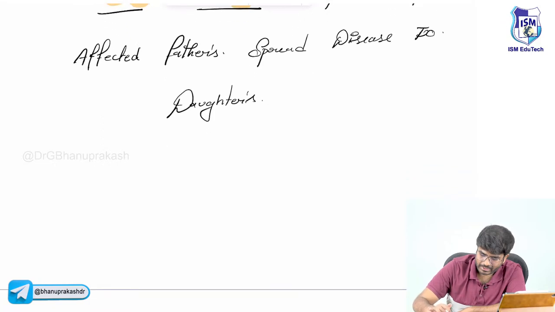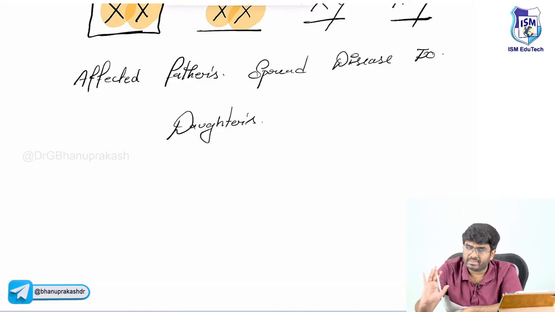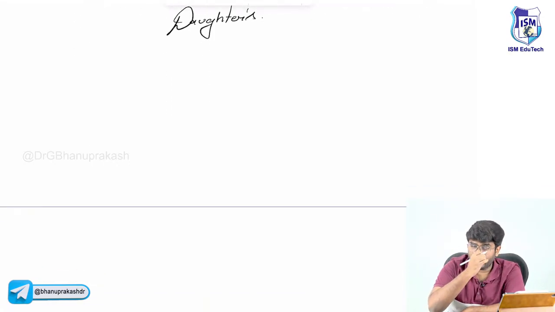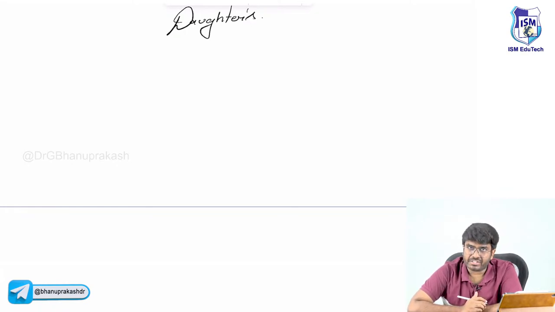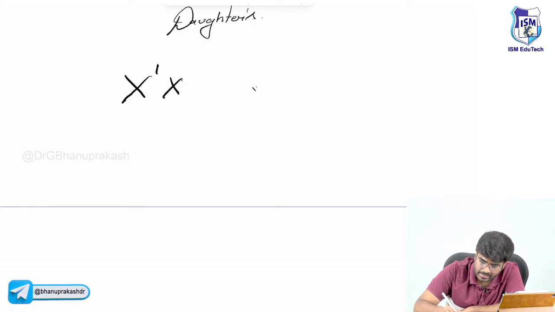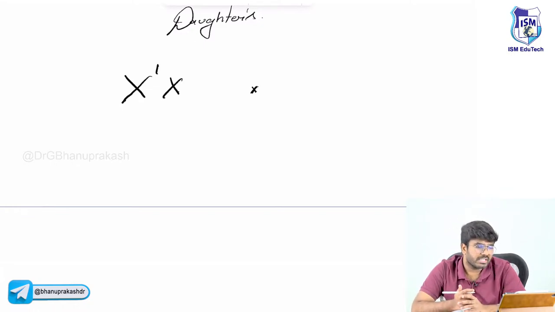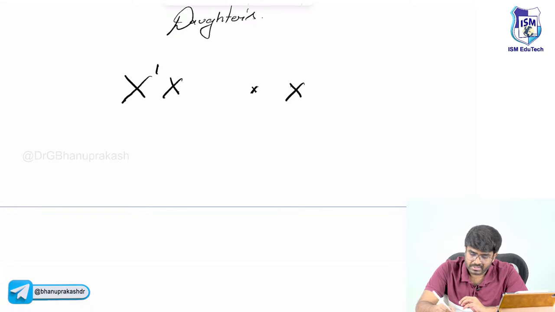Now, for example, in this condition, look. I am taking this daughter, sir. She survived. Now she is having the disease. She got married. Sir, see, this is the daughter, XX. Now she is marrying. Whom is she marrying? She is marrying one more person, who is X and Y. Now tell me what happens.